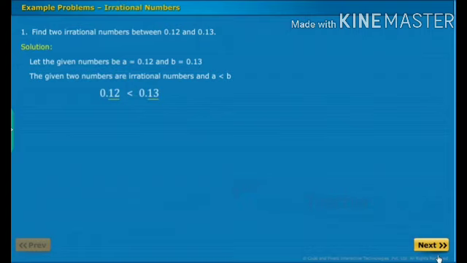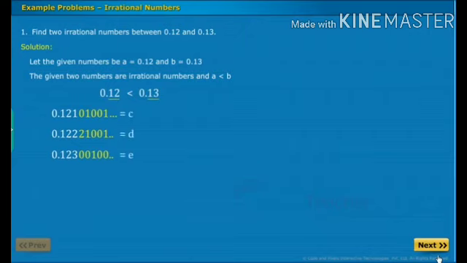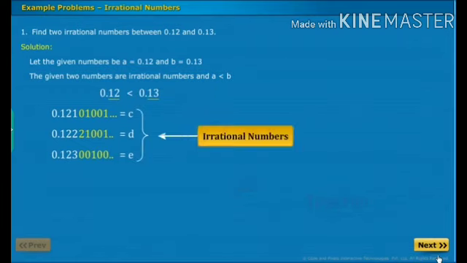Now, let us write some numbers such that greater than a and lesser than b. They are 0.121, 0.122, 0.123. Now, add some non-terminating recurring decimal to these numbers as shown on screen. Let us assume these numbers as C, D, E. Thus, we conclude that the numbers C, D, E are irrational. Therefore, A less than C, less than D, less than E, less than B.